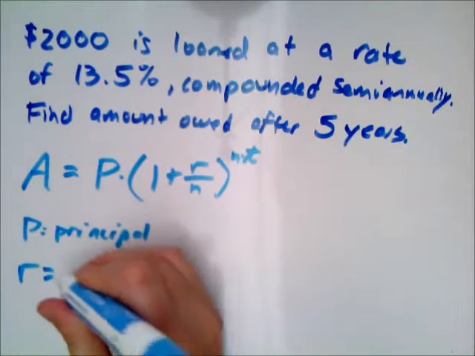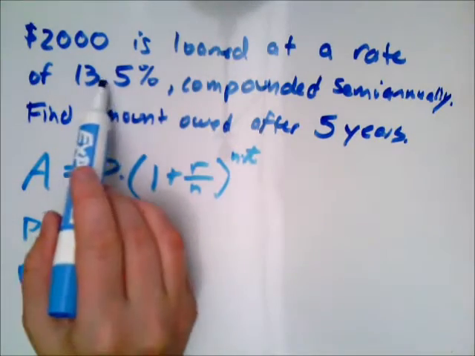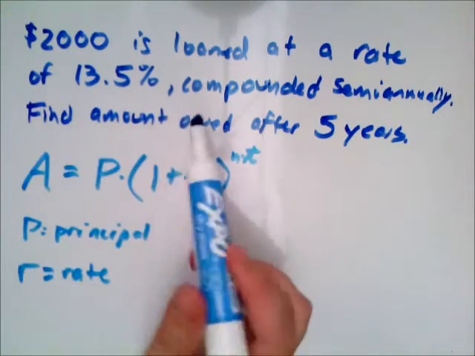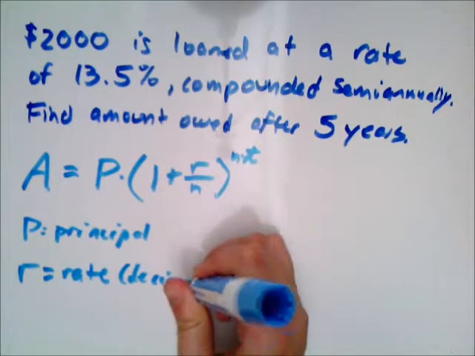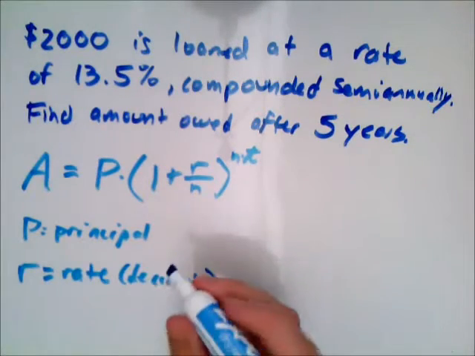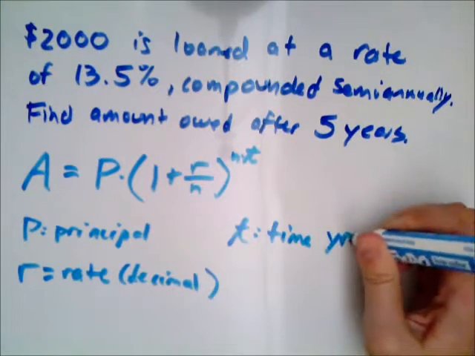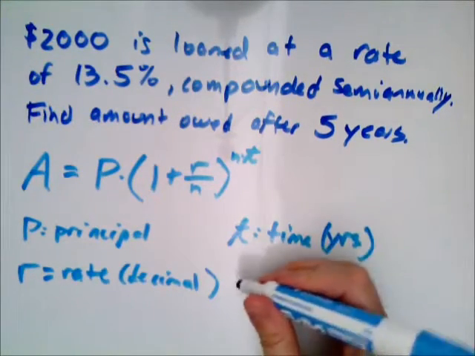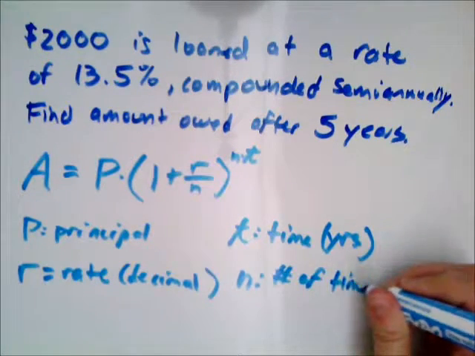R is your rate, but it's always as a decimal. So like 13%, we would put 0.13. So with rate, just be careful to put it as a decimal. Same thing as 50% would be 0.5, the decimal version of the percent. And then T is time, usually measured in years. And then N is the number of times compounded per year.